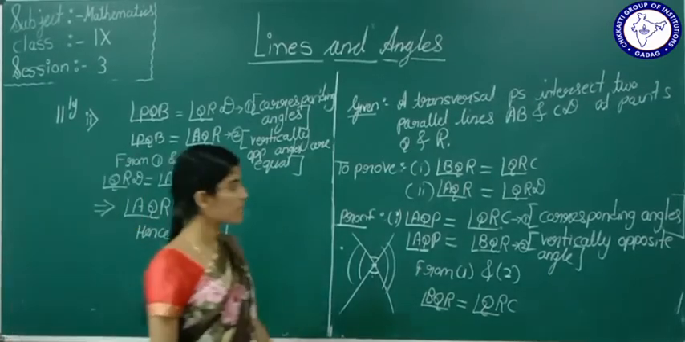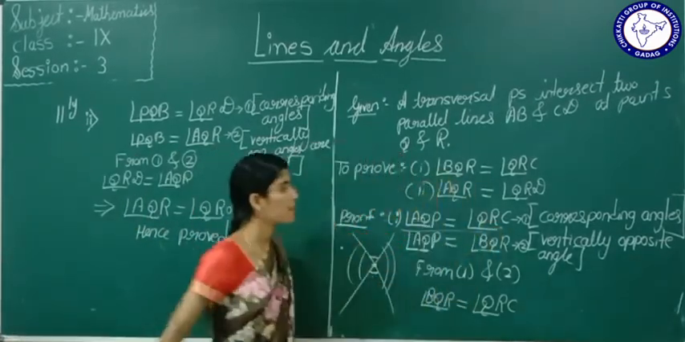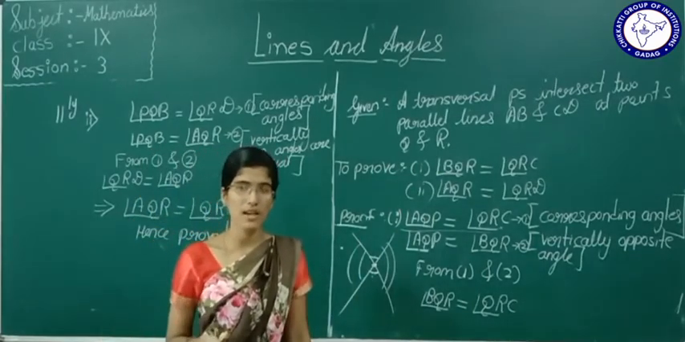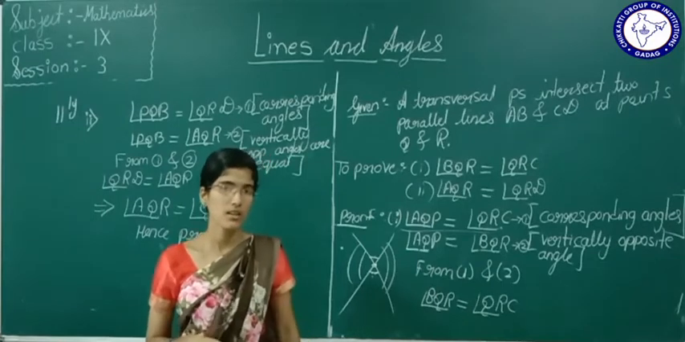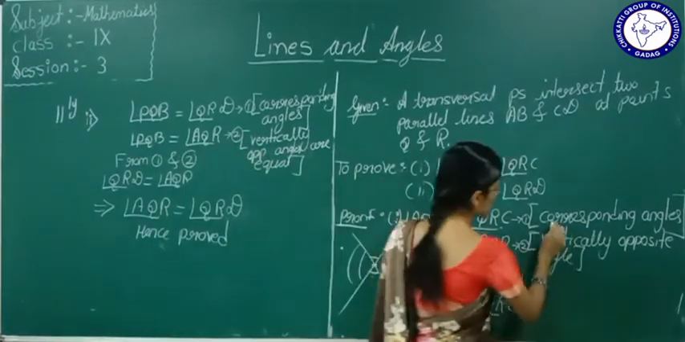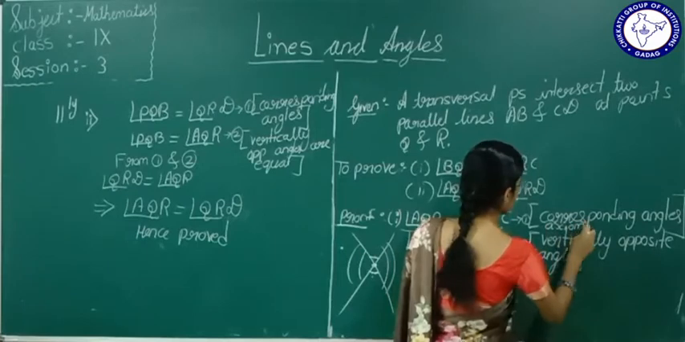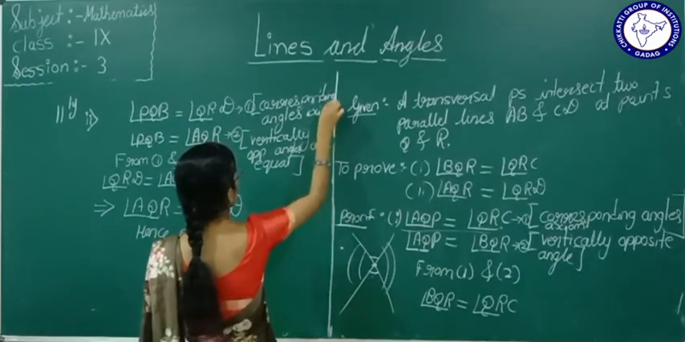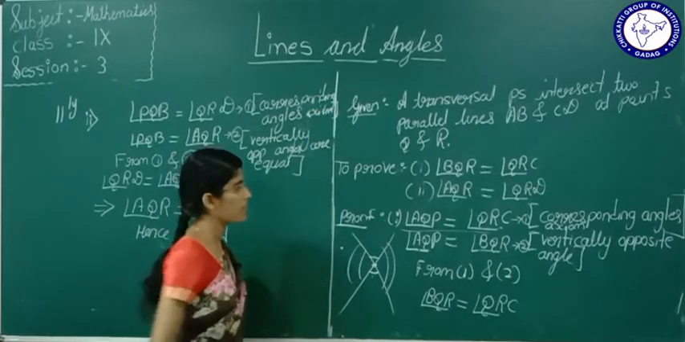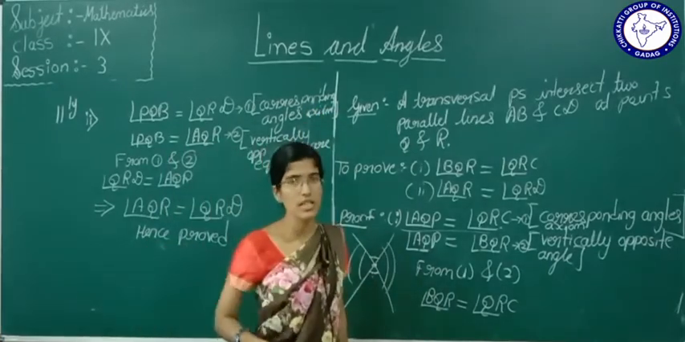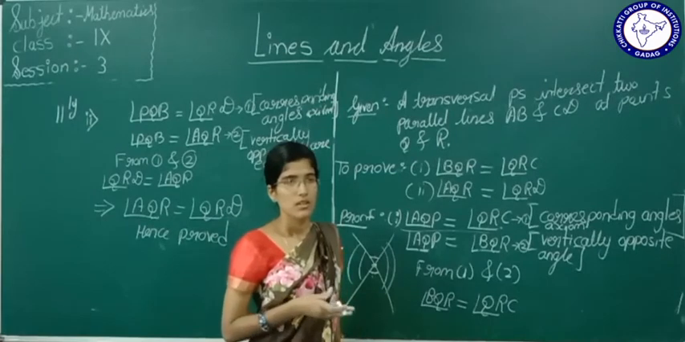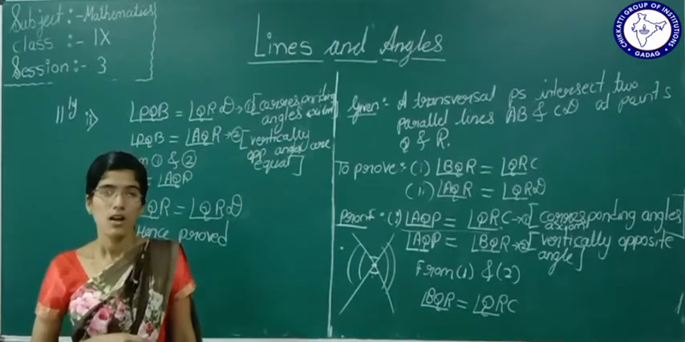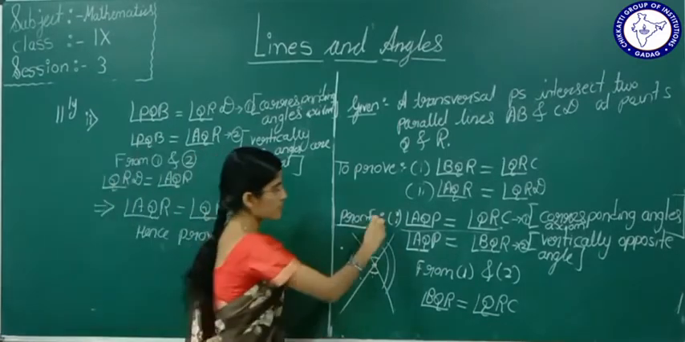Now student, don't get confused why I have written these statements, because the two lines are parallel. If two lines are parallel, it means definitely corresponding angles are equal. Otherwise you write here corresponding angle axiom. By corresponding angle axiom we have written this. Yes or no? If a transversal intersects two parallel lines, then each pair of corresponding angles are equal. From that we have written this.